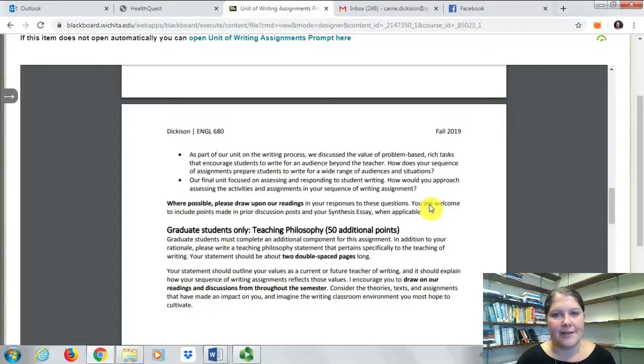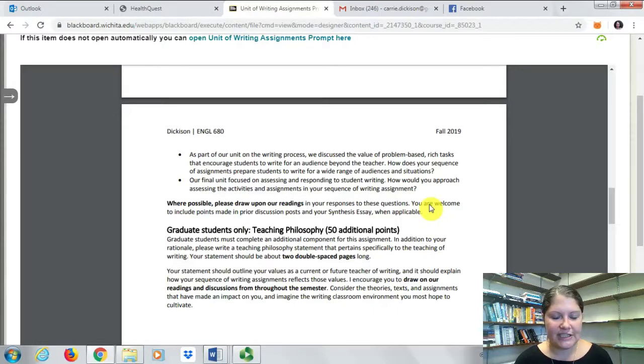formulaic kind of essay, but how does it encourage them and prepare them to write for a wide range of audiences and a wide range of situations? So how does it encourage them to cultivate transferable skills?